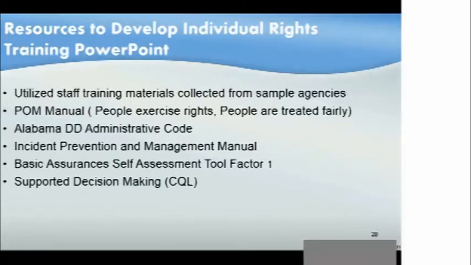So these are some of the resources that we used to develop the PowerPoint. We utilized staff training materials collected from the sample agencies, of course. Personal outcome measures, always an excellent tool. Alabama DD Administrative Code, our standards. The Incident Prevention and Management Manual. Basic Assurances Self-Assessment Tool, Factor 1, including information from Basic Assurances. And a wonderful PowerPoint from CQL, Supported Decision Making, whose goal is to provide only supports necessary in people making decisions. A wonderful PowerPoint with a lot of good information, so we were able to take some good points from that.